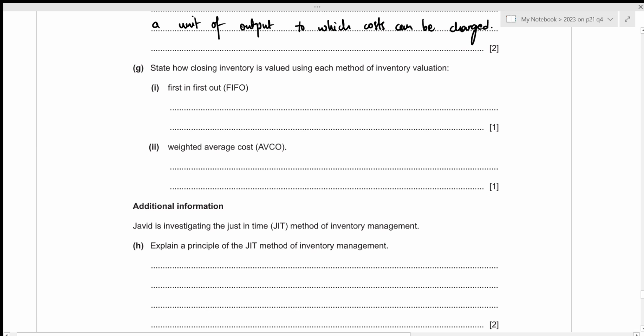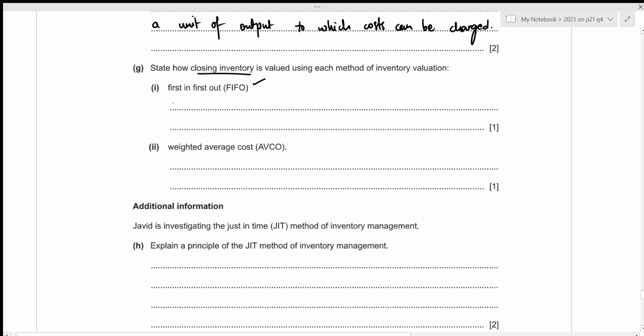We now need to state how closing inventory is valued using each of the inventory valuation methods. The first one is the FIFO method. That's first in, first out, which assumes that whenever we use goods in production or while selling, the order in which they are sold is the order in which they are received from the supplier. So the first good that we receive from the supplier will be the first one to be sold. The last good that we receive from the supplier will be the last one to be sold, or the last one to be used within production in case of raw materials.